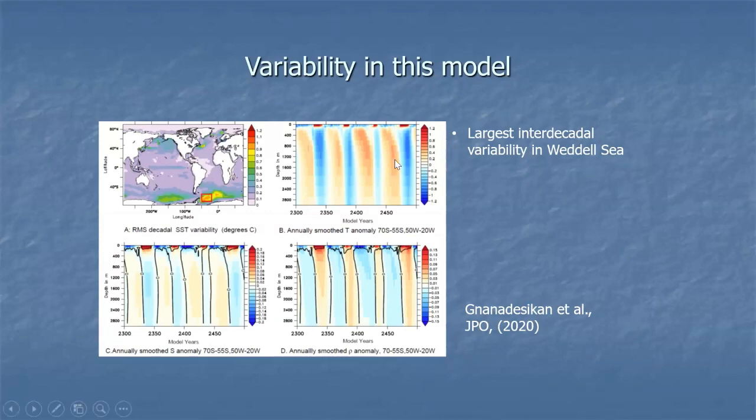If we look at the temperature anomalies in that region, what we see is that it's relatively periodic. We have periods where the deep warms up and then it gets cold, and the deep warms up and then it gets cold, and the deep warms up and then it gets cold.